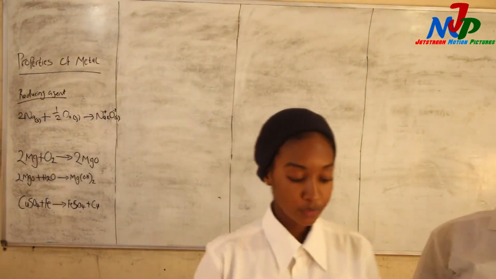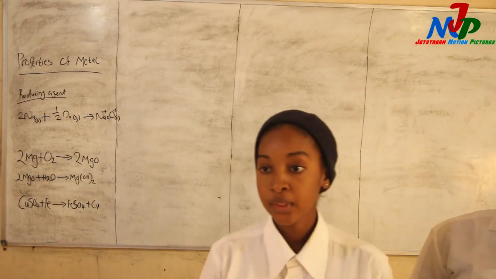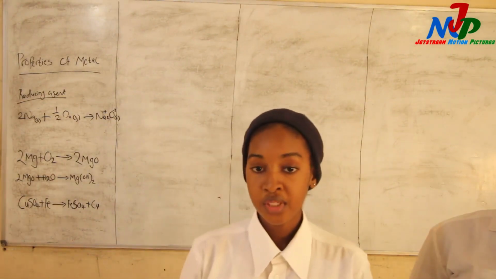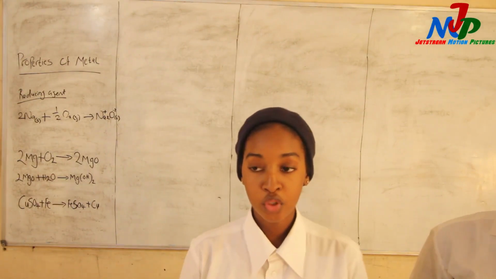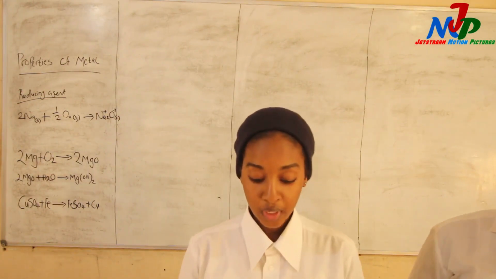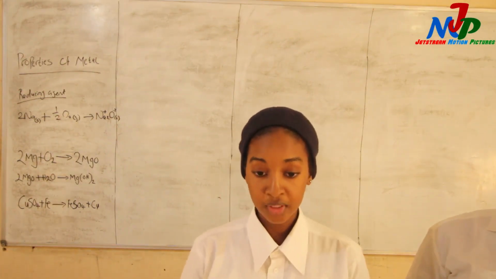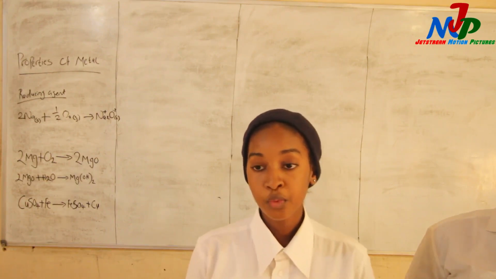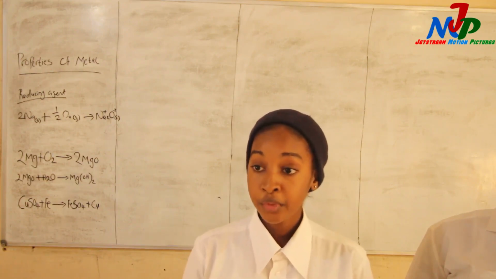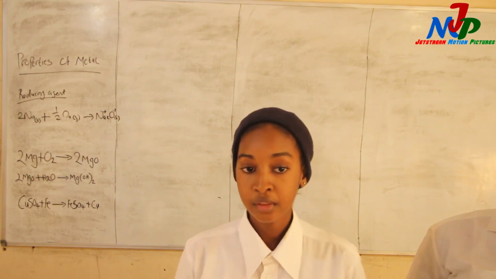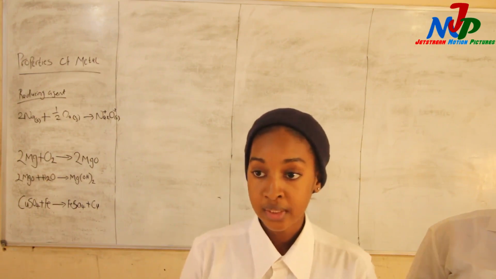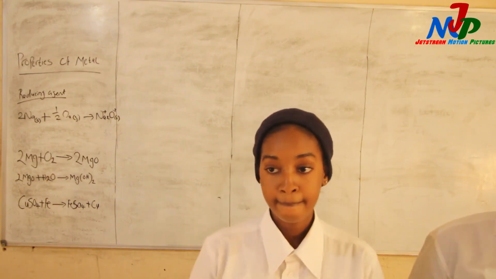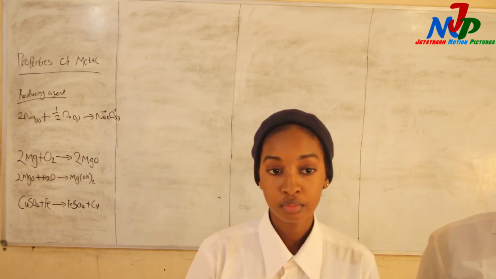And then, last but not the least, reaction with base. Metal reacts with bases such as sodium hydroxide and forms salt and hydrogen gas. That is, metal plus base gives salt plus hydrogen. For example, we have aluminium. When aluminium reacts with sodium hydroxide, it forms sodium aluminate and hydrogen gas. Thank you.